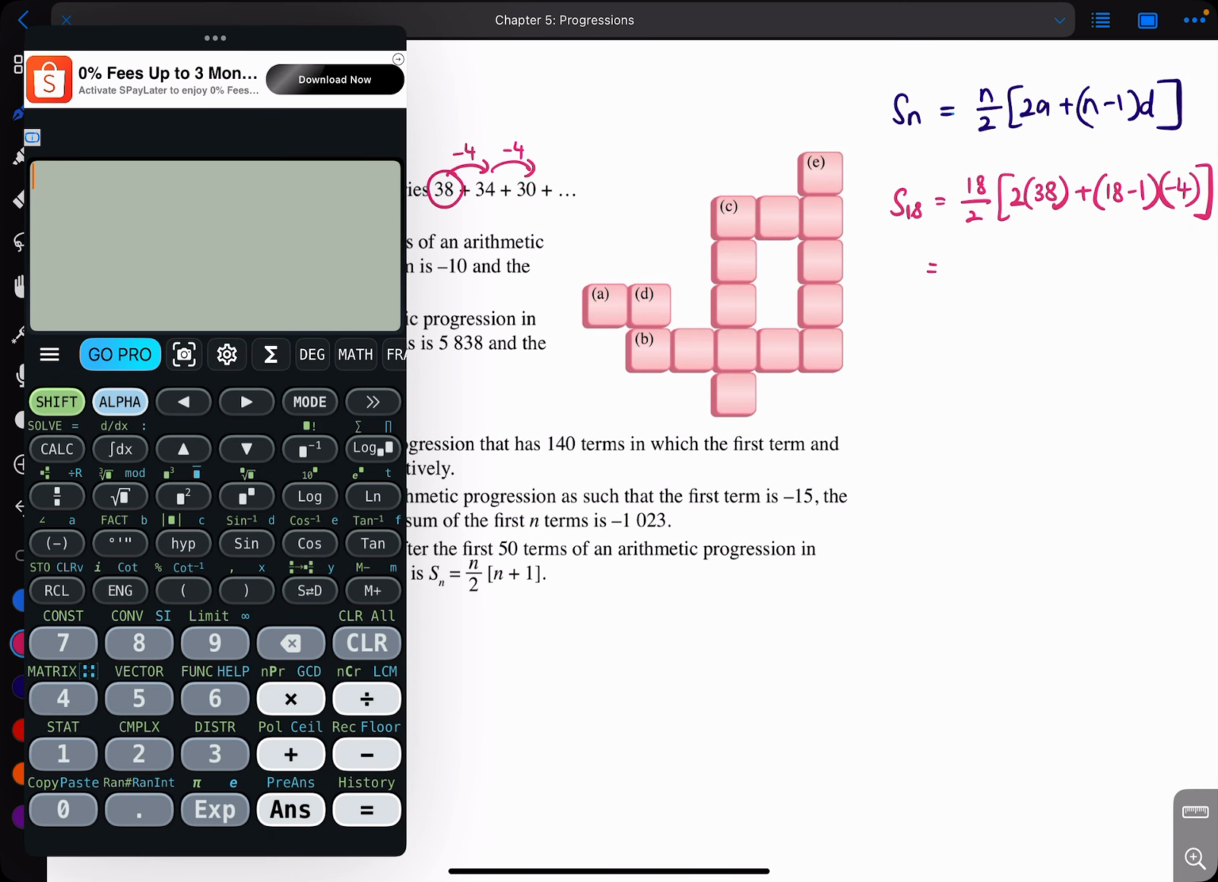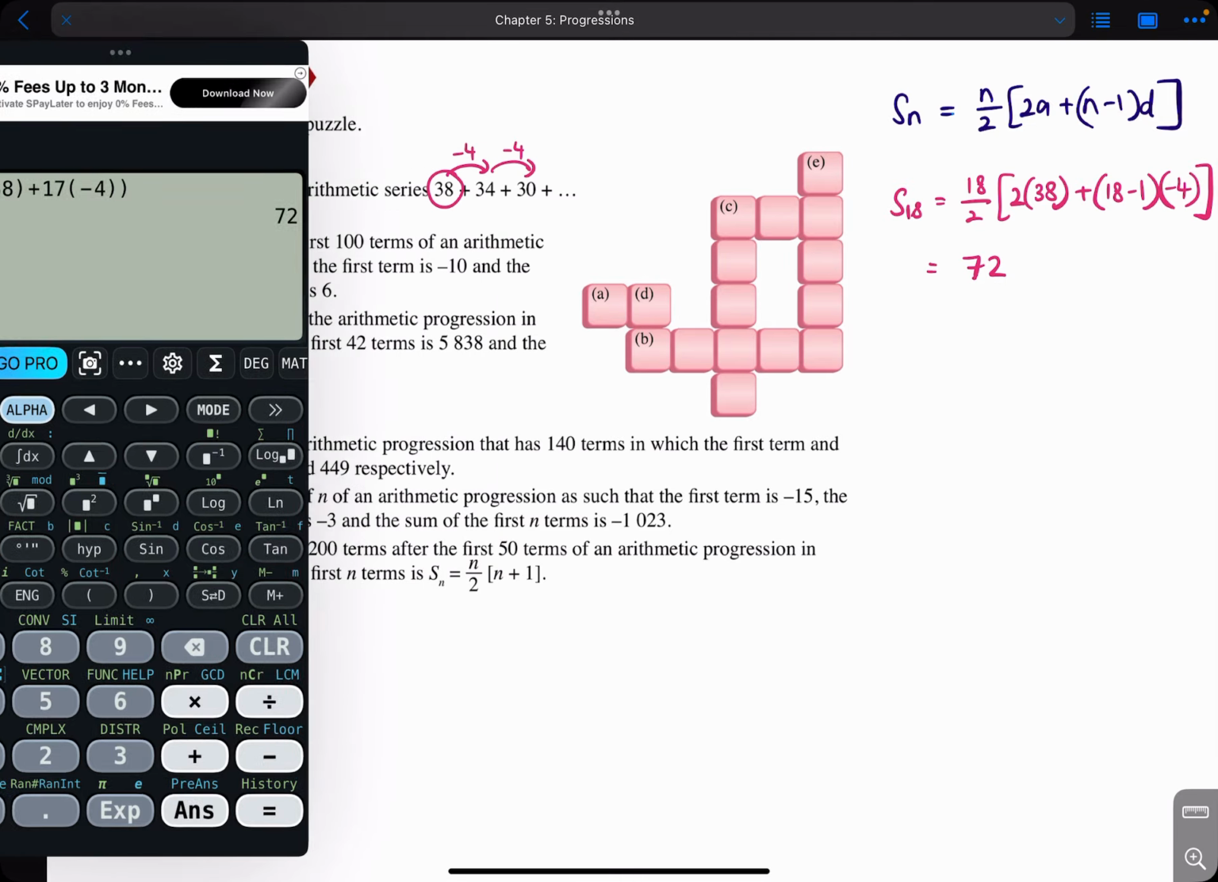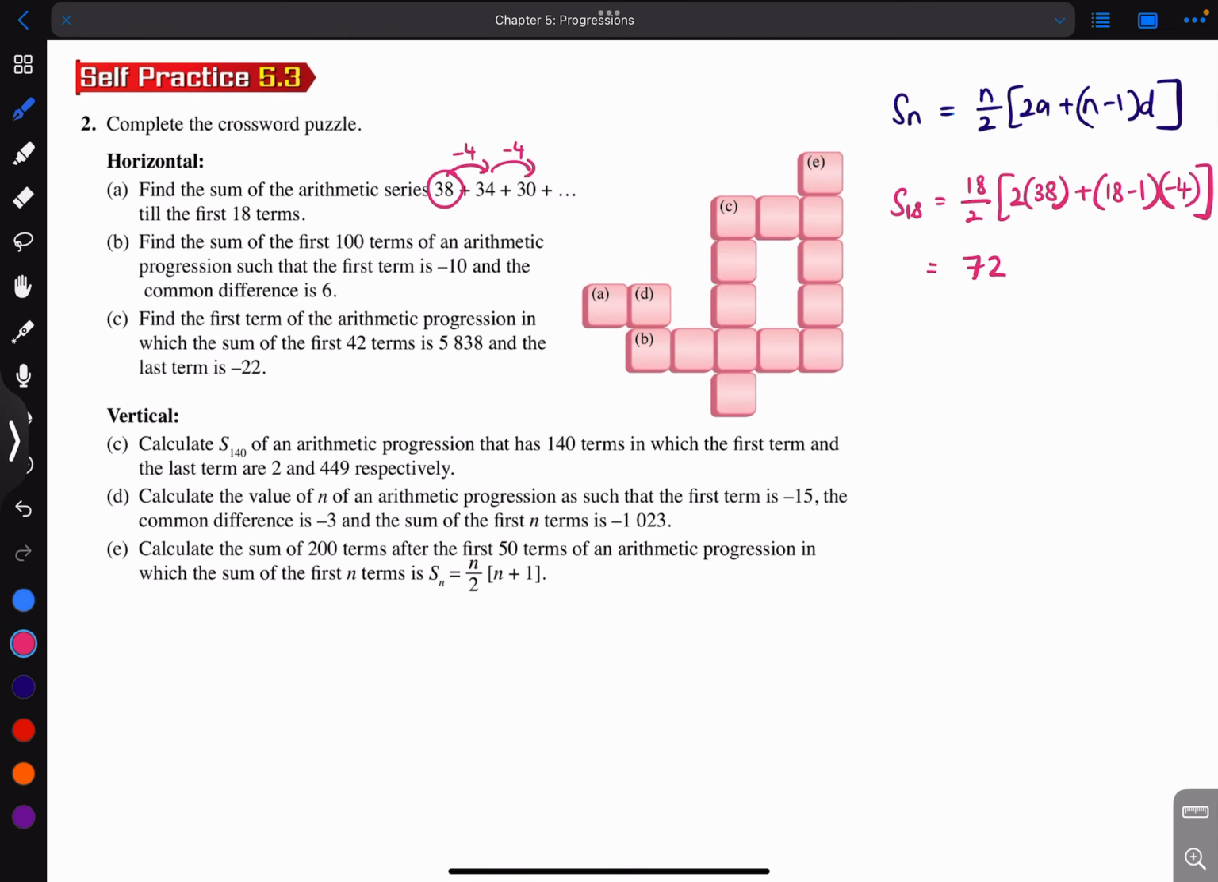Okay, we put this all in our calculator. 18 over 2 is 9. 2 times 38 plus 17 times negative 4. We get 72. So horizontal A is 72.